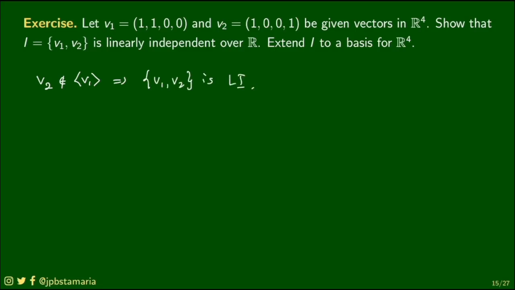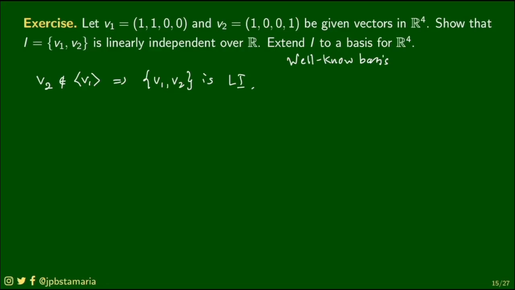So the real exercise here is to extend this to a basis for R4. Well, we know that because R4 is 4-dimensional, these two vectors are not enough to become a basis for R4. We need two more elements. Now, what would those two elements be, or how do we extend this? From here, we will follow the theorem. We will obtain a well-known basis for R4.